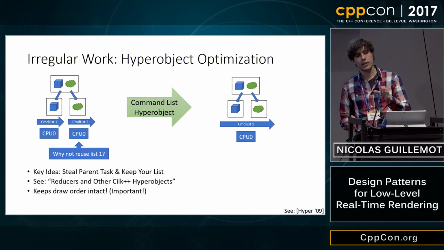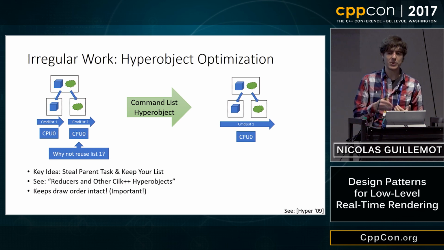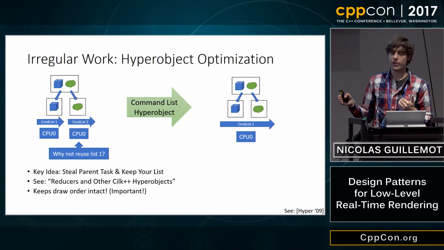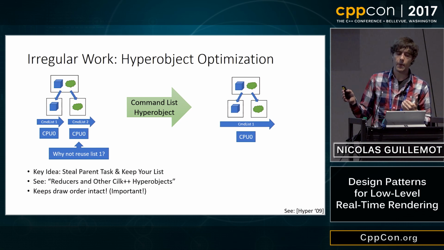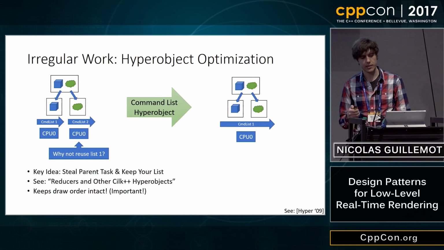Another thing, specifically about rendering, is that if you apply this kind of hyperobject idea, it still keeps the order of the draw calls intact. This is very important, because if the order of the draw calls changes between frames, for example, it may cause aesthetic issues. You might see objects flickering. Changing the order of draw calls may also change the performance, and it's important to have stable performance for each frame. So keeping the order of the draw calls intact despite the parallelism you're adding here is actually a nice bonus.